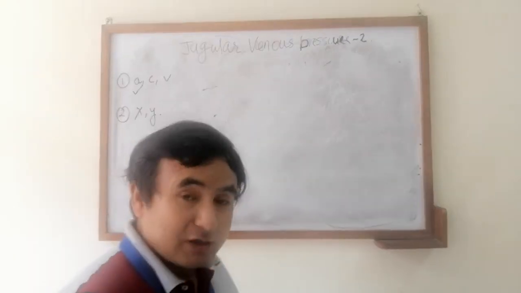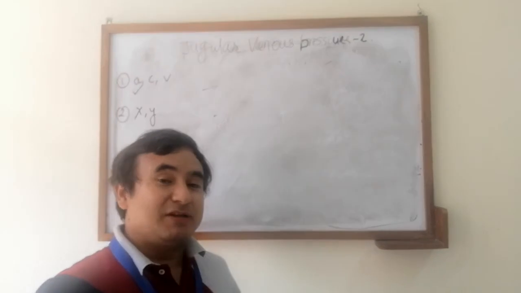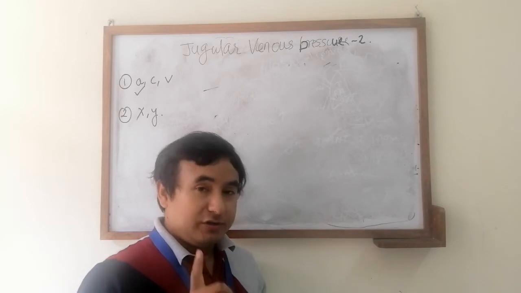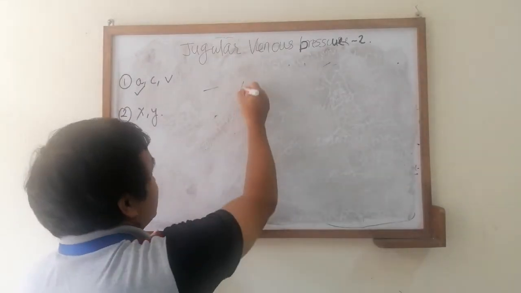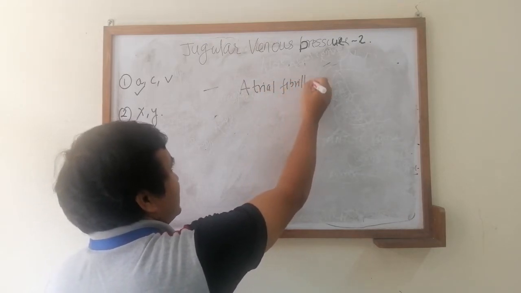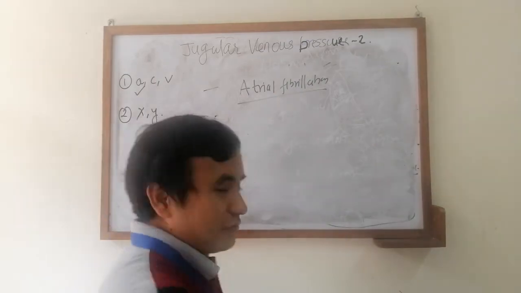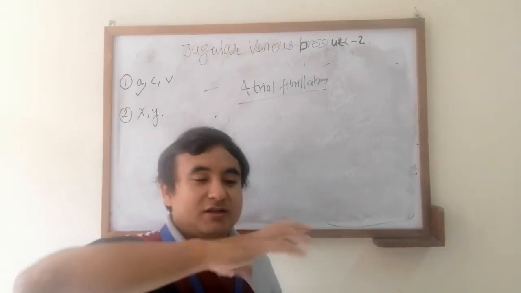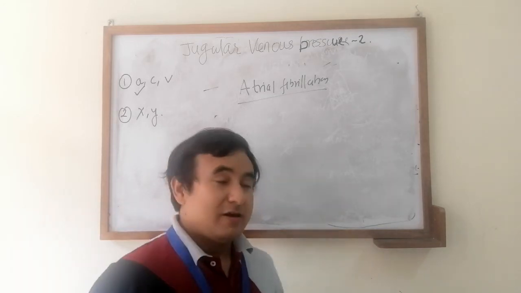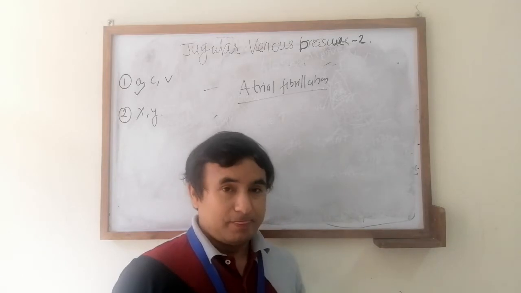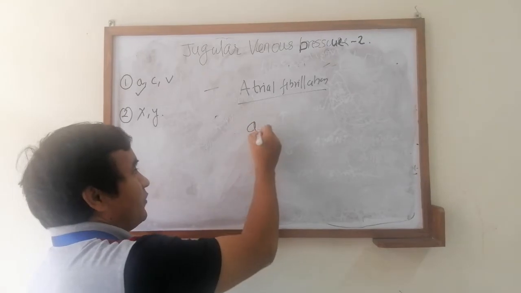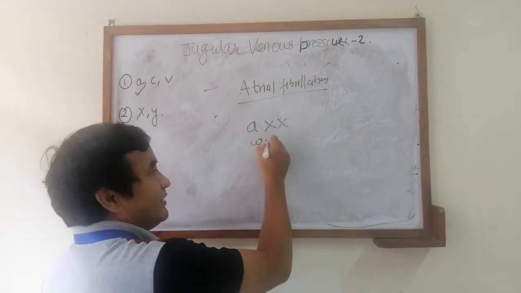Can you tell me one condition when the right atrium is not contracting at all? Just memorize or think. Yes, one condition where the right atrium is not contracting is atrial fibrillation. As per the definition of fibrillation, there is no contraction of the atrium. There are only fibrillary waves. There is no effective contraction of the right atrium. When the right atrium is not contracting effectively, there will be no A wave in the JVP.